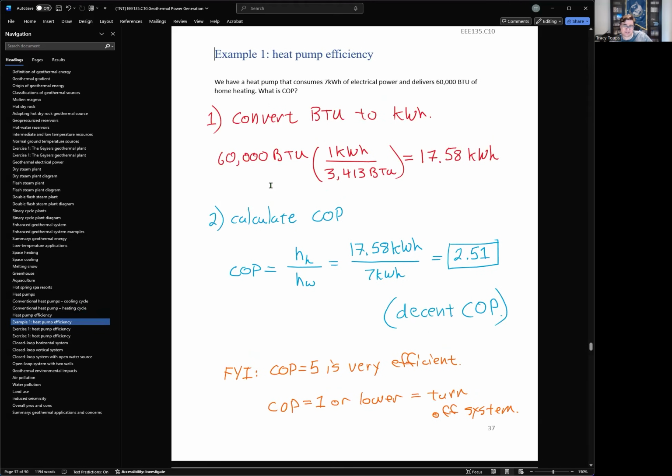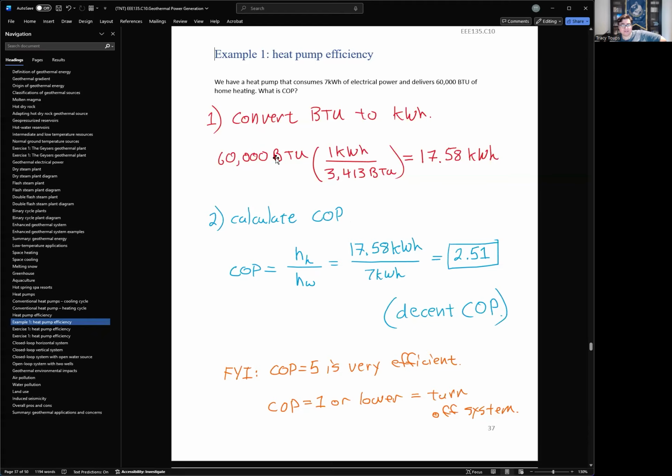Okay. So how do we calculate it? Let's do a quick example. The heat pump efficiency. We have a heat pump that consumes 7 kilowatt hours of electrical power and delivers 60,000 BTU of home heating. What's your coefficient of performance? Now remember, BTUs and kilowatt hours are both energies, but you need to convert them. And the conversion rate is always 1 kilowatt hour is equal to 3,413 BTUs. So there are two ways. You can either convert everything to BTUs or convert everything to kilowatt hours. Being an electrical engineer, I like kilowatt hours more than BTUs, so I convert it to kilowatt hours. So 60,000 BTUs divided by 3,413 BTUs per kilowatt hour would equal the amount of kilowatt hours. You do the number crunching, you get 17.58 kilowatt hours.